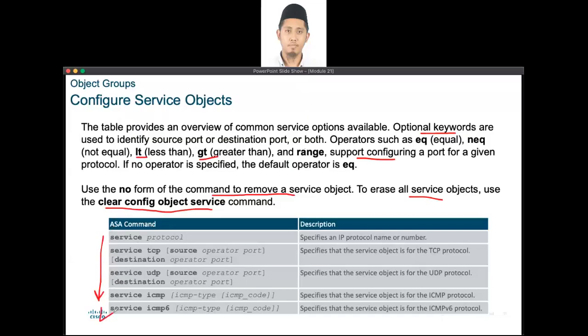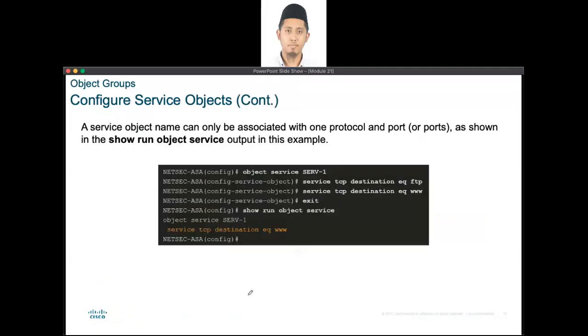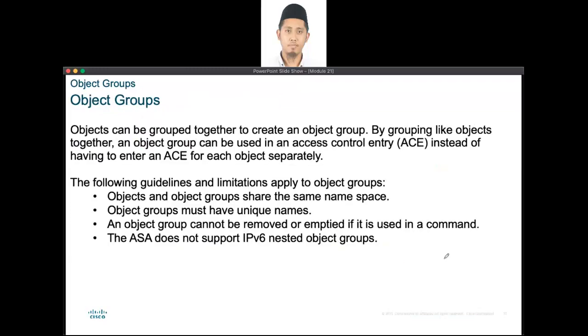Okay, so we've got service, service TCP, service UDP, service ICMP, service ICMP6. So a service object name can only be associated with one protocol and one or more ports, as shown in the show running-config object service output in this example.